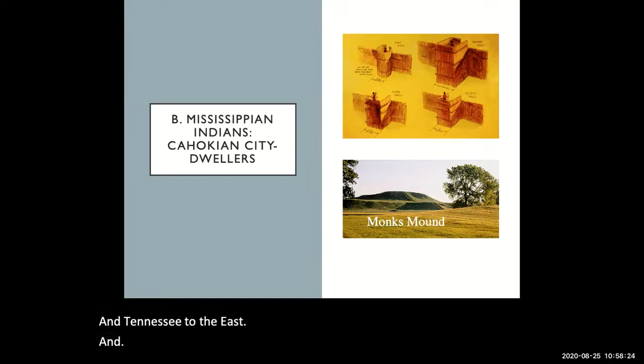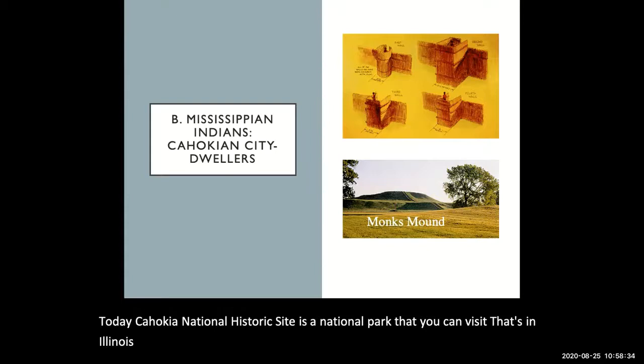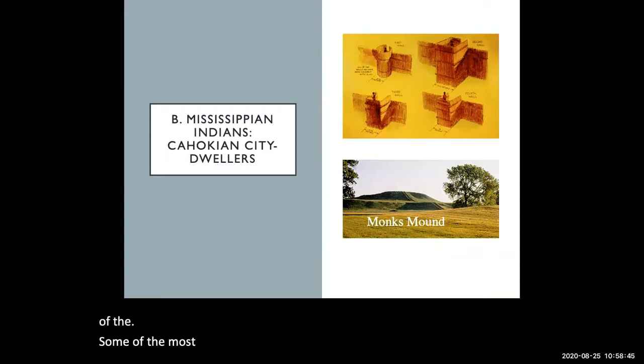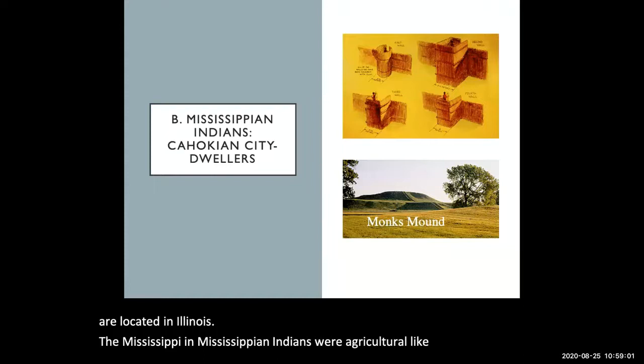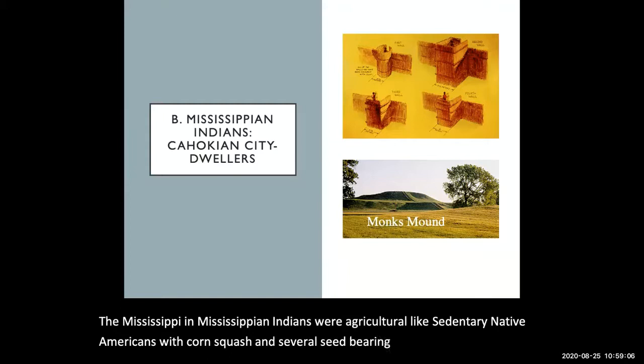And today, Cahokia National Historic Site is a national park that you can visit in Illinois. The Mound Builder culture, as it's also called, covered a vast area, but some of the most impressive ruins, or what's left of the mounds that they erected, are located in Illinois. The Mississippian Indians were agricultural, sedentary Native Americans with corn, squash, and several seed-bearing plants as their principal crops.